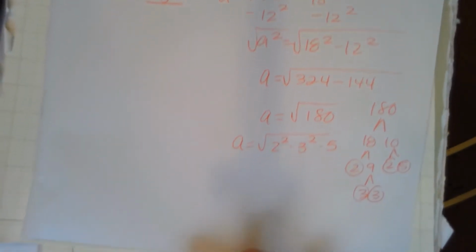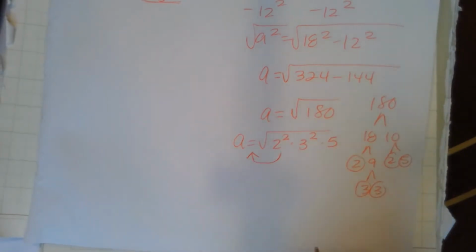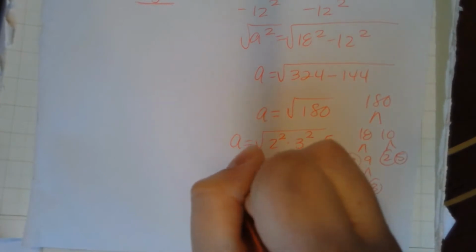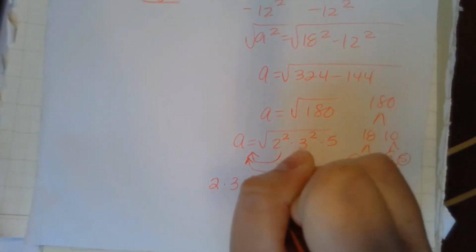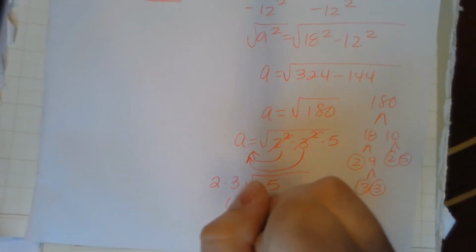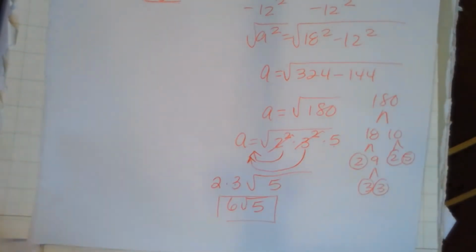Now, the rule, and I'm not even sure if you've learned this yet, but the rule of the square root says that if anything inside is squared, I can move it out. So I can move the 2 out, and I can move that 3 out. So that will look like 2 times 3, and the only thing that's left is the 5. So of course 2 times 3 is 6, square root of 5. Okay, so that tells us what our side is. So I've got one side.